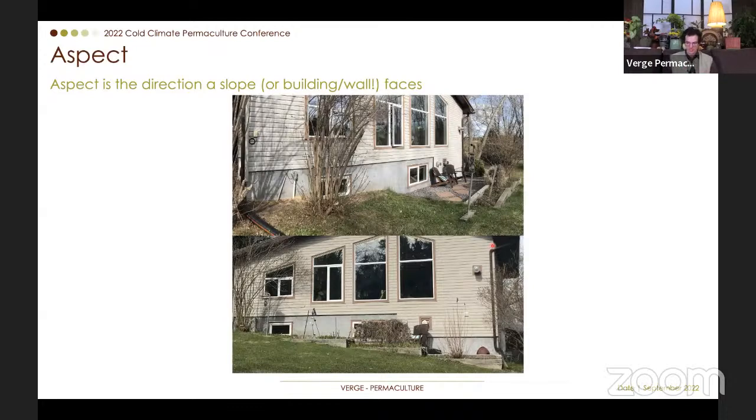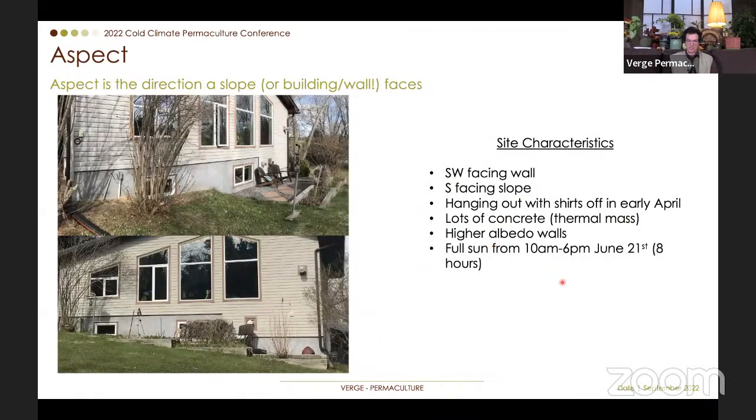And this is the southwest facing wall and southwest facing slope. So this is just east of that sun trap that I was telling you about. And we were hanging out with our shirts off in early April. As you can see, there's lots of concrete around here, so there's lots of thermal mass. We've got higher albedo walls.